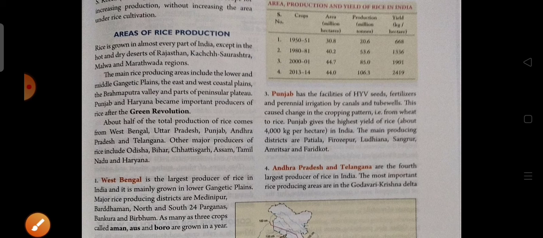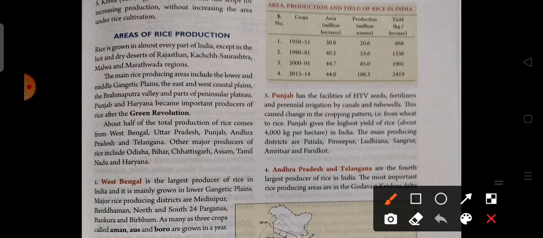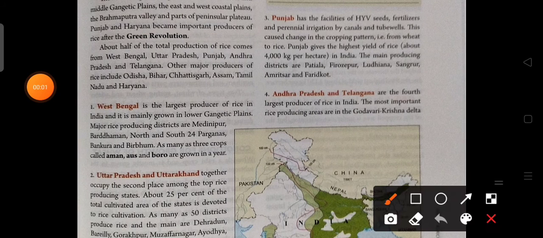The Brahmaputra valley and part of the peninsular plateau. Punjab and Haryana became important producers of rice after the Green Revolution. So, after the Green Revolution, Punjab and Haryana became the important center of the production of rice. About half of the total production of rice comes from West Bengal, Uttar Pradesh, Punjab, Andhra Pradesh, Telangana. The other major producers of rice include Odisha, Bihar, Chhattisgarh, Assam, Tamil Nadu, Haryana.